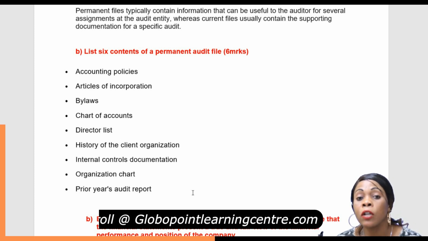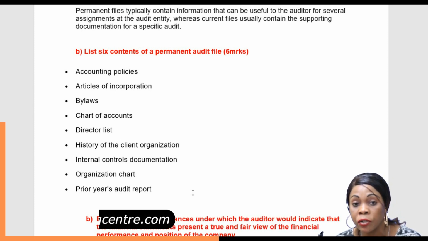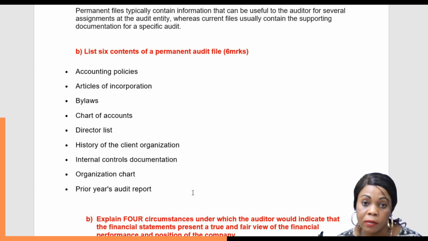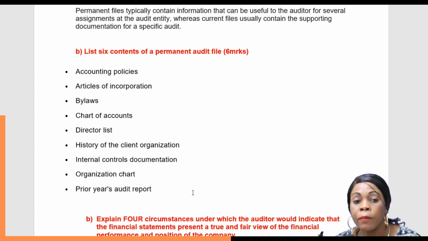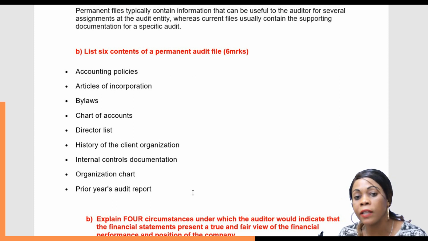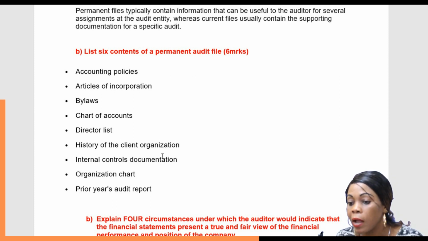You also have articles of incorporation. You also have charts of accounts. You also have the bylaws. It also includes the directors list. It also includes organization charts, history of the client's organization, etc.